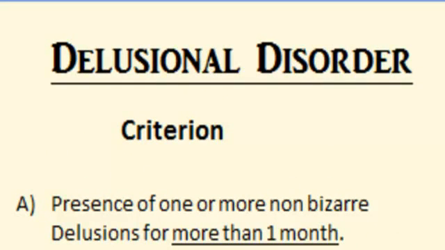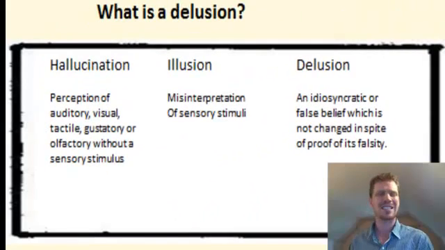So A is the presence of one or more non-bizarre delusions for more than a month. Okay, so it's a time frame. It has to be more than a month. You can have one delusion or more delusions, but they can't be bizarre. So let's ask ourselves, what is a delusion?